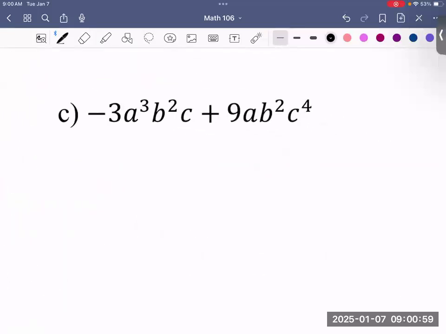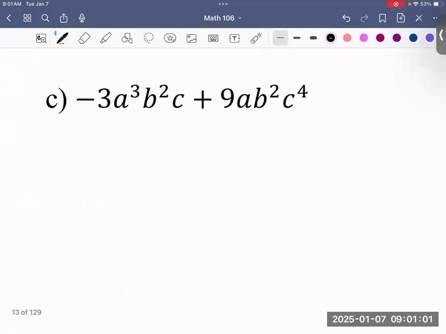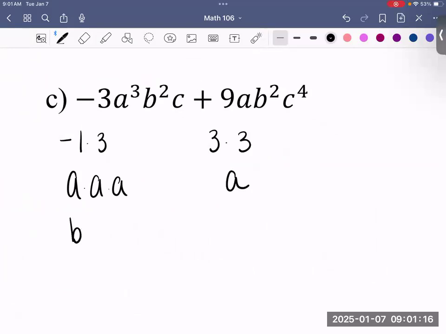Let's try it again with this one. So -3, 9, they both have a 3 in common. So let's go ahead and write them in terms of 3s. How many a's do we have in that first one? We have 1, 2, 3. And I'm just going to keep writing.